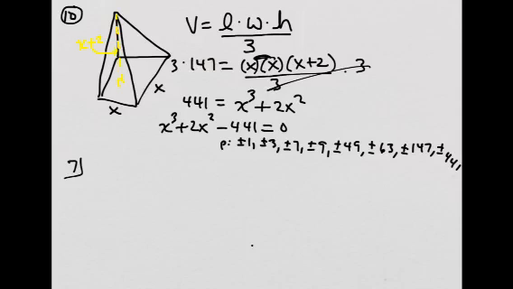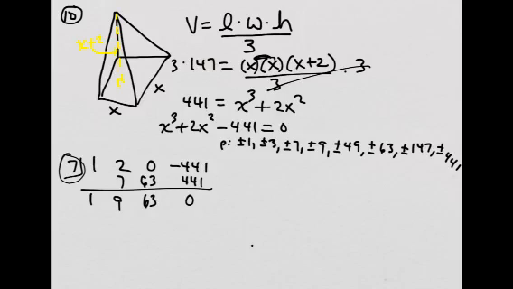So 7, 1, 2, 0, negative 441. And I could also just plug it in and see 7 times 7 times 9, see what I get, but let me go this way. 1 times 1 times 7 is 7, I get 9, 9 times 7, 63, 63 plus 0, 63, and 63 times 7 is positive 441, and so yes, it worked. So the dimensions are the base is 7 yards by 7 yards, and the height of the pyramid is 7 plus 2, so it's 9 yards.